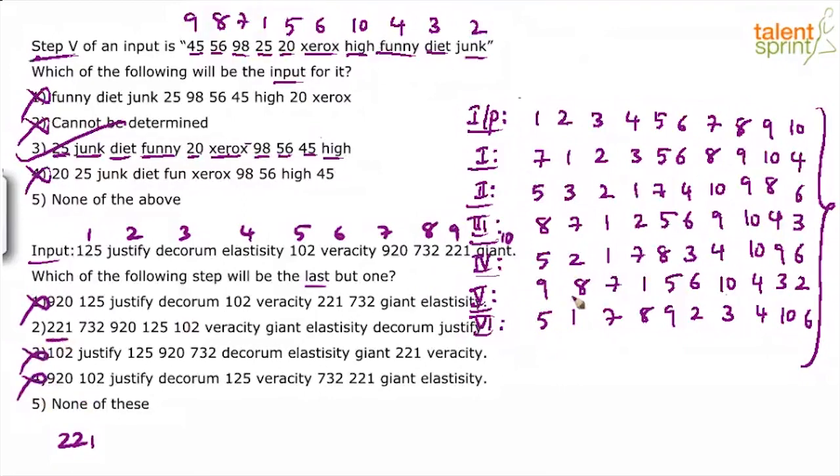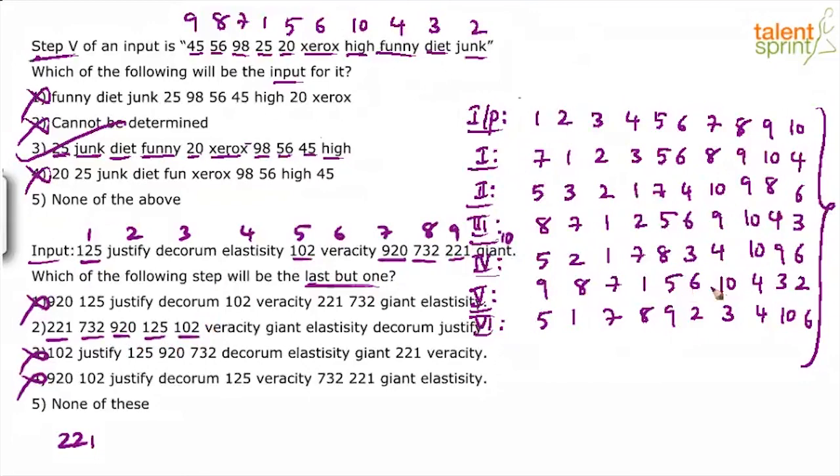221. After 9 I want 8. Right? Last but one step. Last but one step is the fifth step. So fifth step sequence is 98715. So 9 is 221, correct. 8 is 732, correct. 7 is 920, correct. 1 is 125, correct, and 5 is 102, correct. So far it is correct.